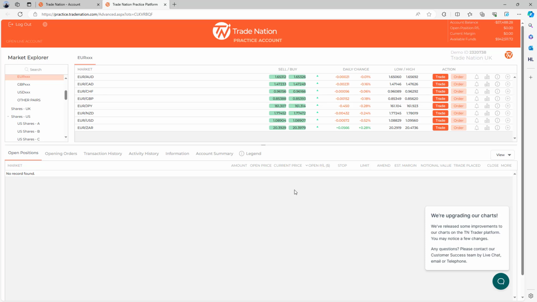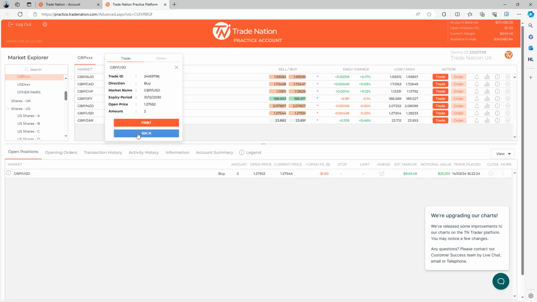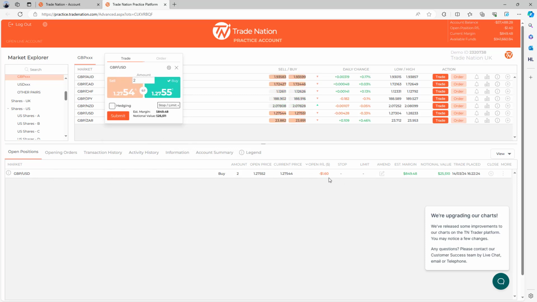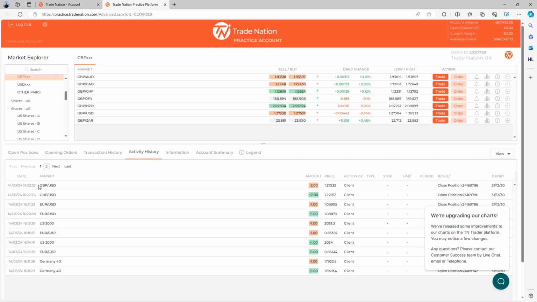Let's go and do another trade. Let's go and pick the pound. We're going to do that on the pound US dollar. We're going to find the trade area here. We're going to actually do it with £2 a point. We're going to go buy, and we're going to then submit it. And there it is. There's the open trade. Okay. Then I'm going to close the trade. I'm going to click on close, and then I'm going to submit it here. Close trade will be in the activity area.